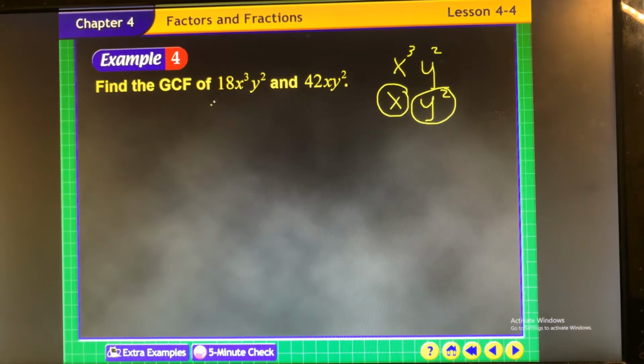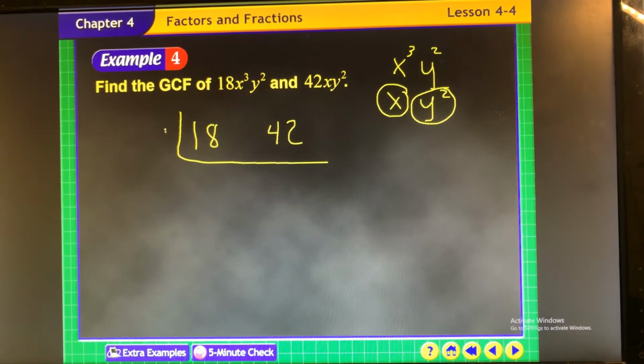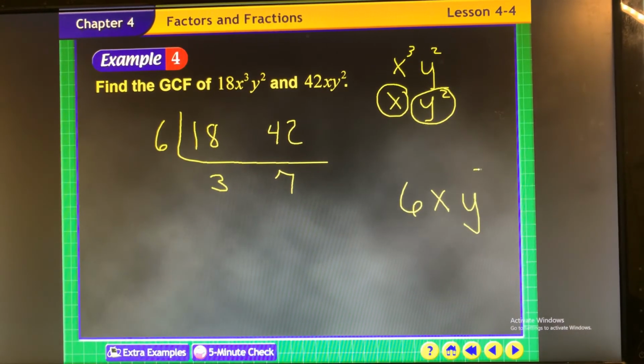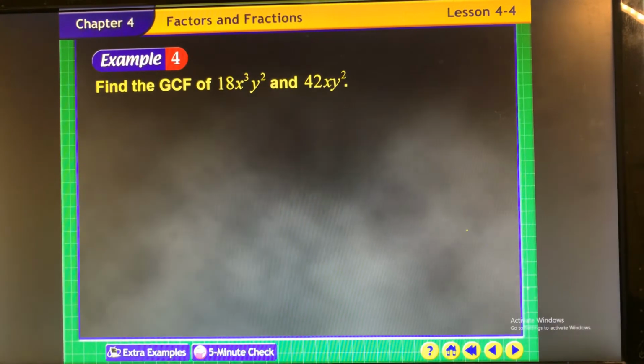Now all you got to do is GCF 18 and 42 and figure out what goes into them. So your answer would be 6xy squared. I'm going to show you how to GCF it now with the exponents in it.